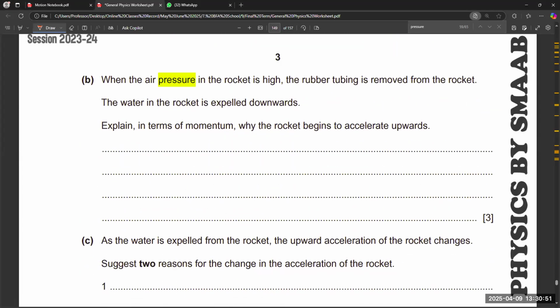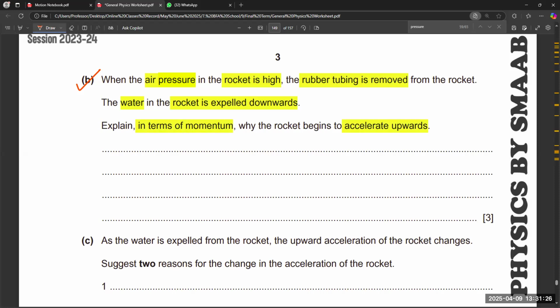Okay. B part of the question says, when the air pressure in the rocket is high, so now pressure increases and pressure is now high, the rubber tubing is removed. So we remove that rubber tubing from the rocket. The water in the rocket is expelled downwards. Explain in terms of momentum why the rocket begins to accelerate upwards. So this is for 3 marks and this is a real-life application just like the rockets.